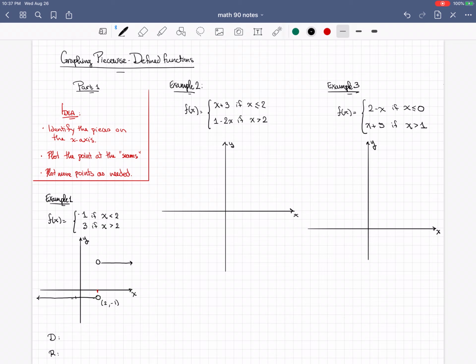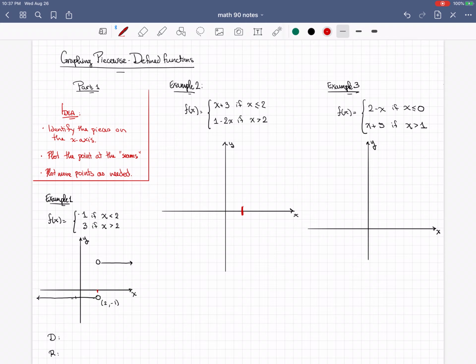Example 2. So again, let's look here. The two pieces are if x is less than or equal to 2 and if x is greater than 2. So again, the seam happens at 2. So I'm just going to identify that. This right there is where the function switches from doing one thing to doing another.